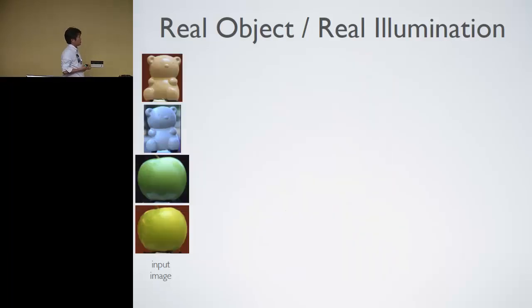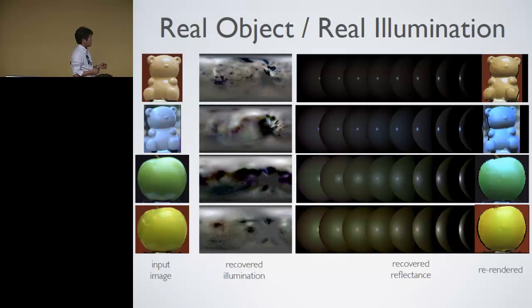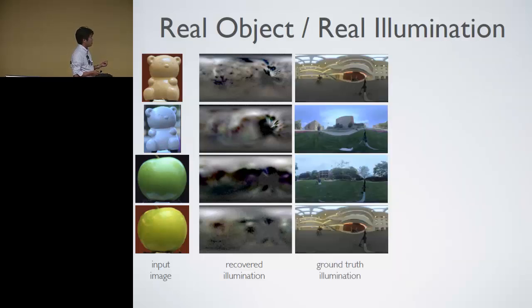Here's another set of examples. You can have these complex shapes. Of course, we are assuming that the shape is known. And we recover the BRDF and the illumination, which captures the illumination pretty well.